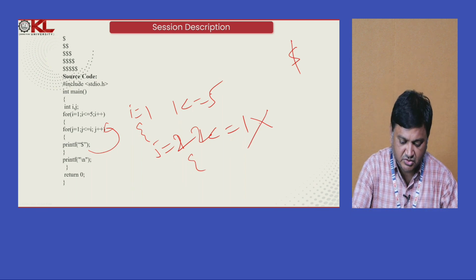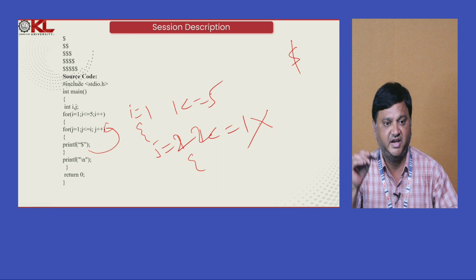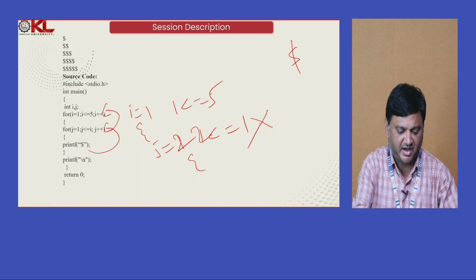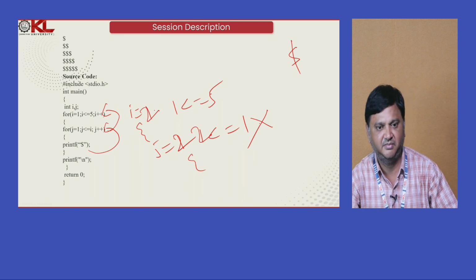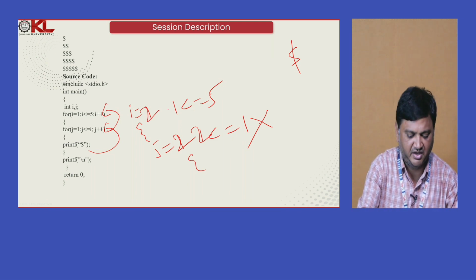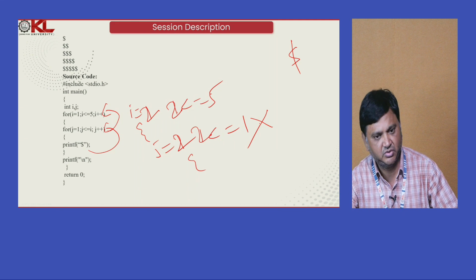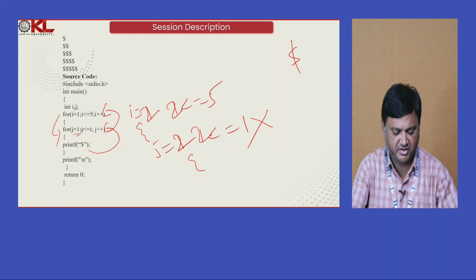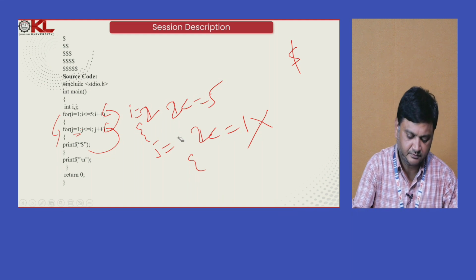Now what happens, my dear students? What I told you, if the inner condition fails, it goes to the outer for loop. So it goes to the outer for loop. Your I value will be incremented. What is the updated I value, my dear students? Yes, 2 is the updated value. Again check the condition. Is 2 less than or equals to 5? Yes, again go inside. Again j starts with how much, my dear students? Your j starts with 1.